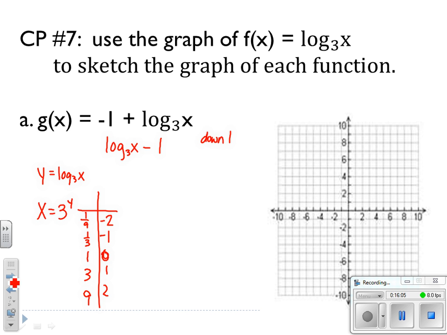Okay, so if these are my initial y values of this function, a down 1 shift is going to just lower them by 1. So the points I want to plot are going to be down 1, down 1, down 1, down 1, down 1.